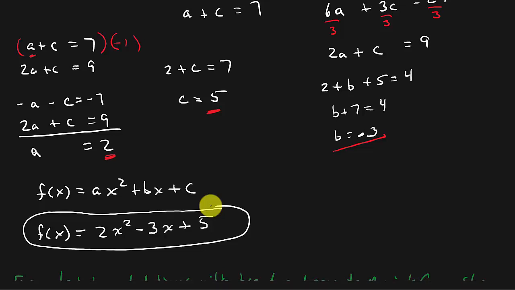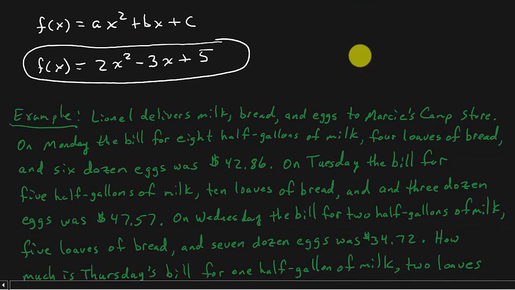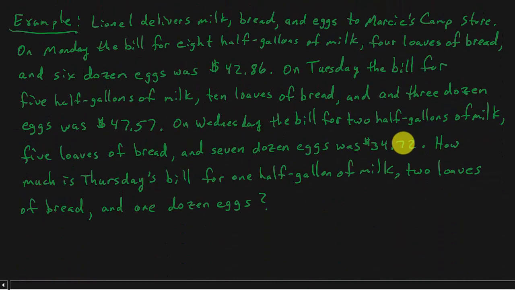All right. So let's look at our last example, and that is a bunch of writing, isn't it? All right. So let's see what we've got here. It says Lionel delivers milk, bread, and eggs to Marcy's camp store. On Monday, the bill for 8 half-gallons of milk, so you've got the half-gallon containers, it's 8 of those, 4 loaves of bread and 6 dozen eggs. So you can buy a dozen eggs, 6 of those.